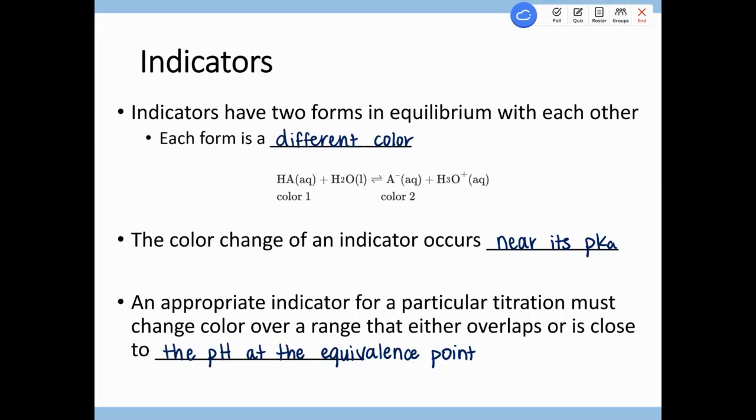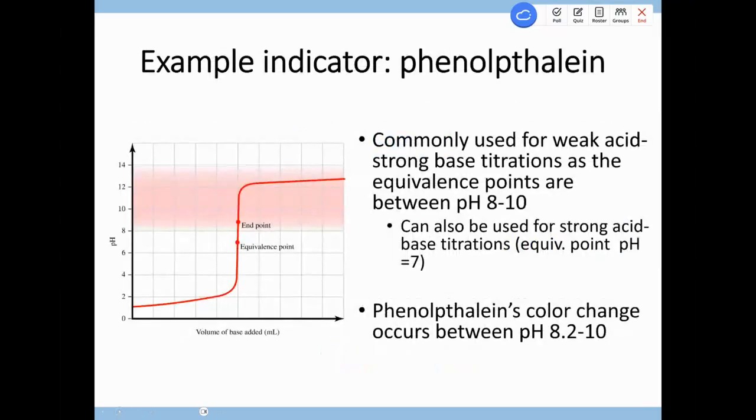So for example, we're going to stick with that weak acid example. We have a weak acid being titrated with a strong base. The equivalence point will be above 7, somewhere between usually 8 and 10 will be the pH at the equivalence point.